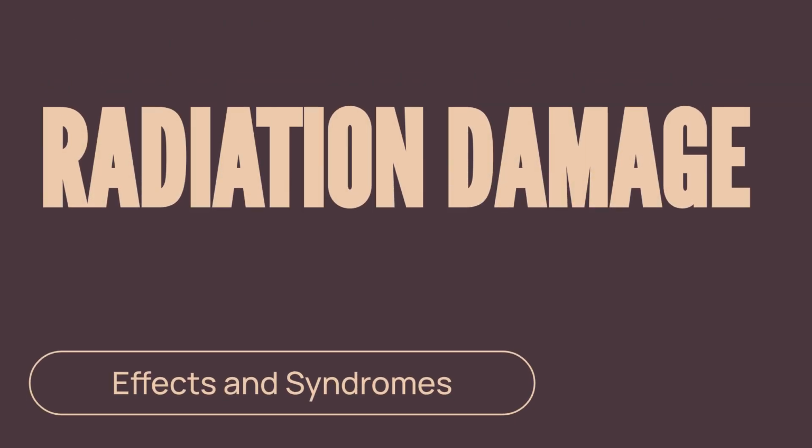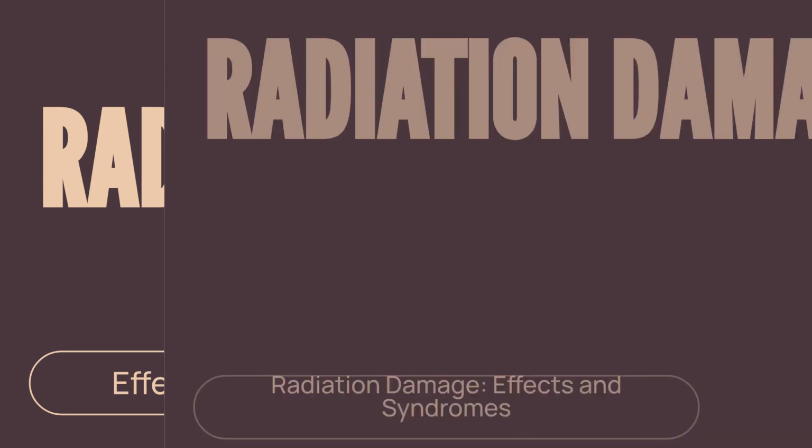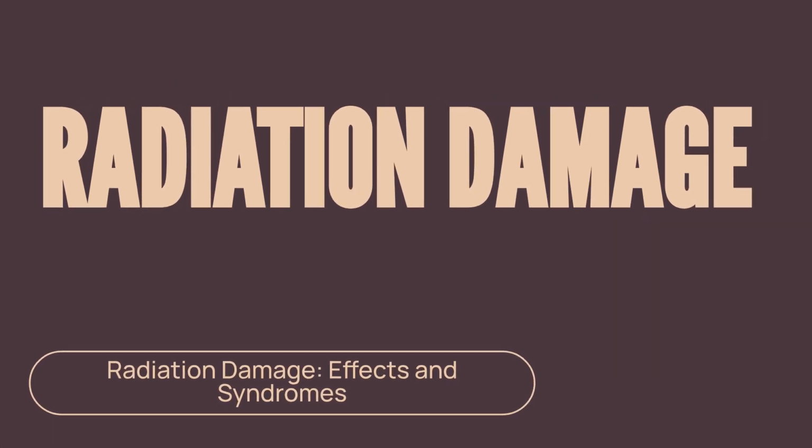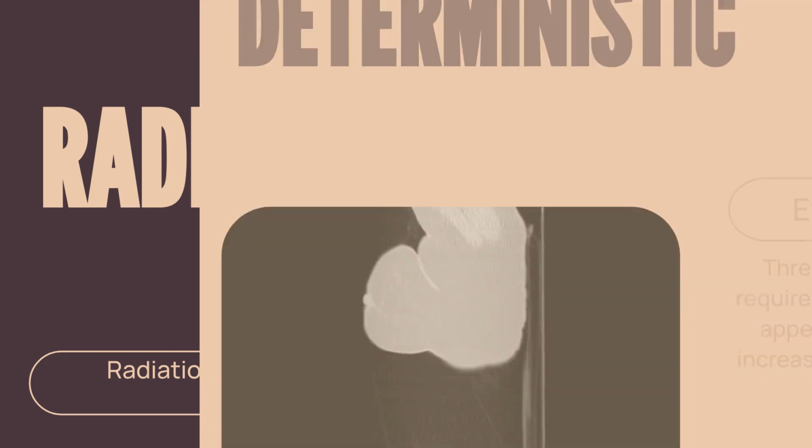Welcome to our video on radiation damage, effects, and syndromes. Today we'll explore the various ways radiation can impact the human body. Radiation damage is categorized into two main types, deterministic and stochastic effects. Understanding these classifications is crucial for comprehending radiation's impact.